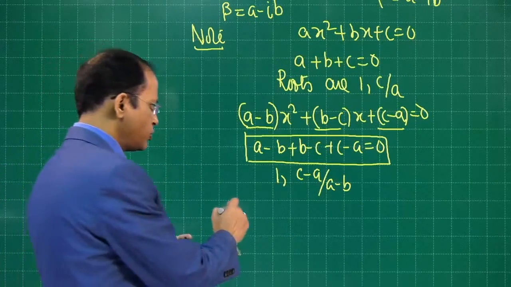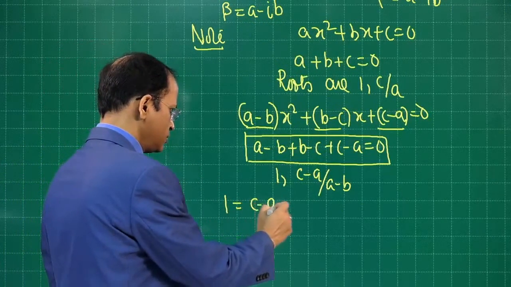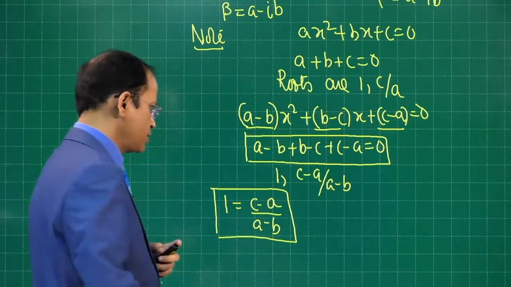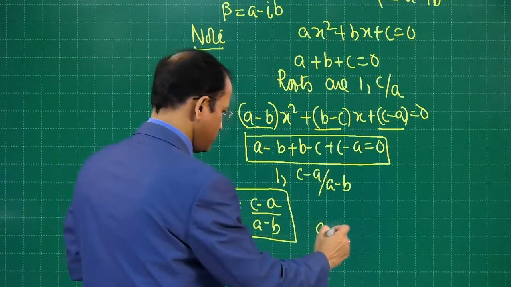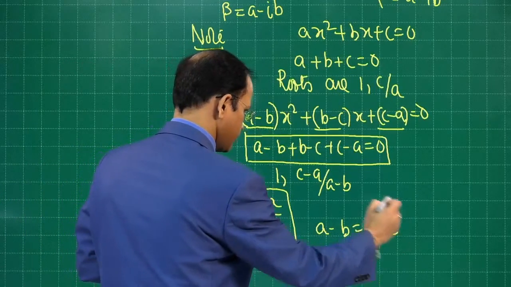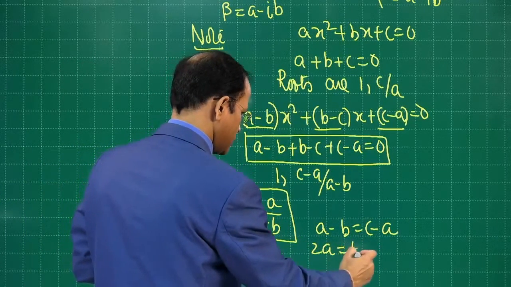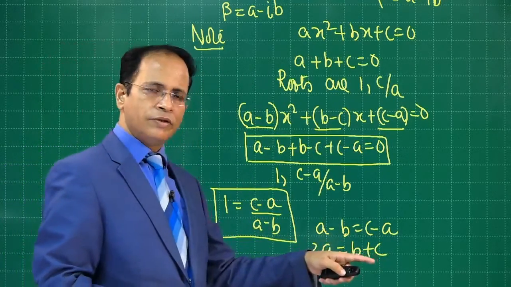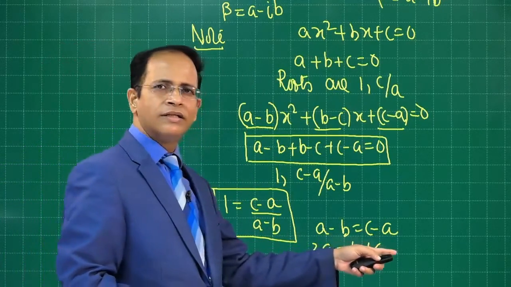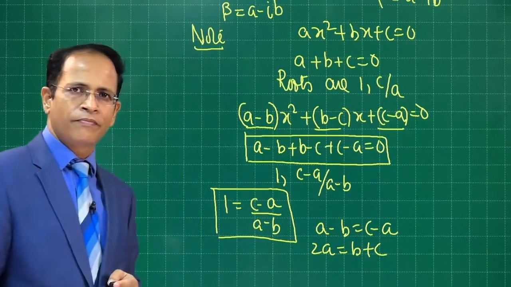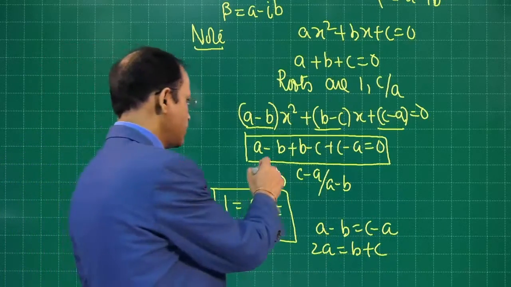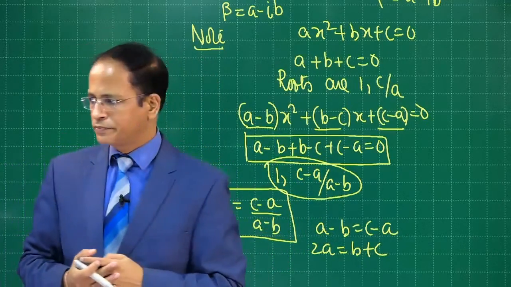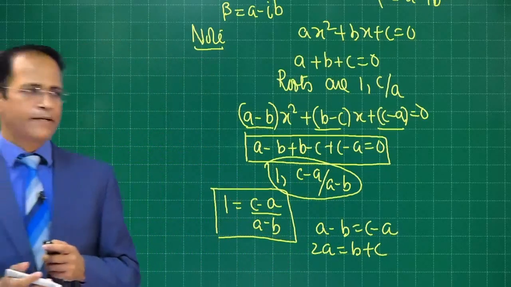Now, say the roots are equal, suppose this is equal to this. So what can we say? We can say a minus b is equal to c minus a. This is twice a is equal to b plus c, isn't it? That means b, a, c are in AP. So this is the condition we use. I hope this is clear to you.